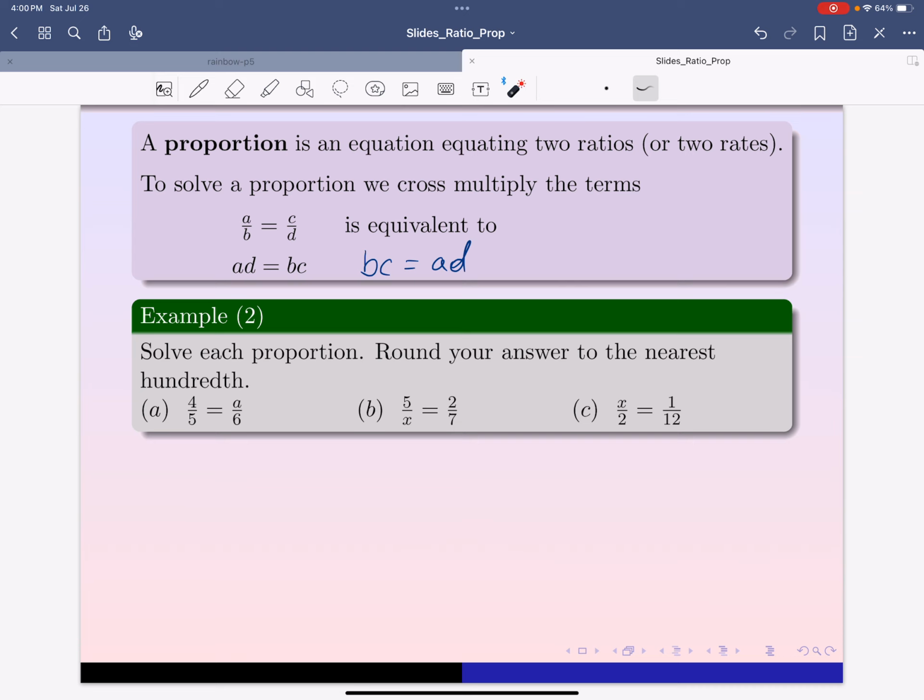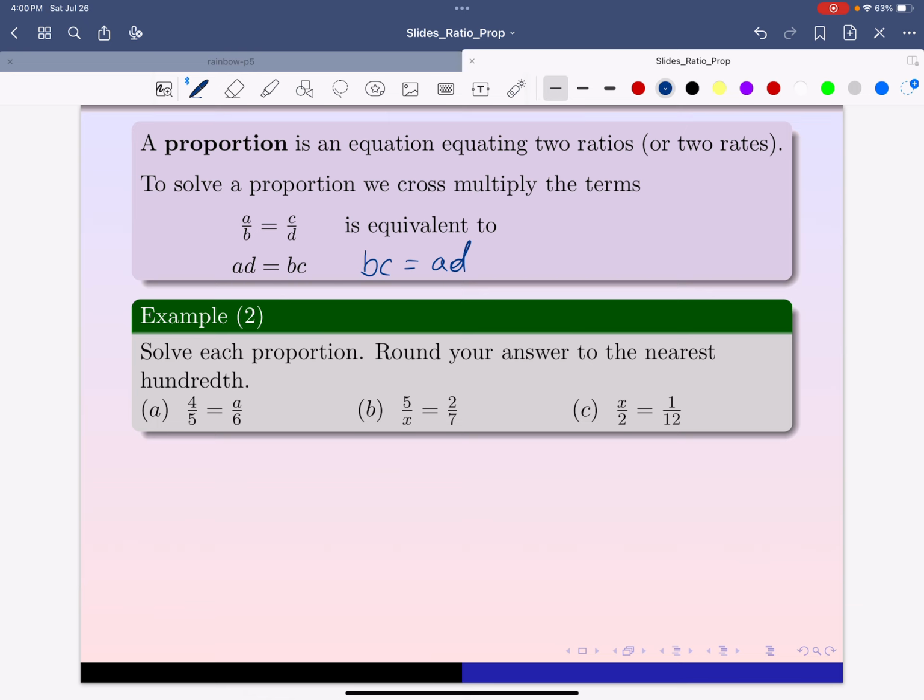This can also be written as B times C is equal to A times D. So we can multiply this way first: B times C is equal to A times D. Either way, we can multiply this. Let's see an example. Solve each proportion. Round your answer to the nearest hundredth.